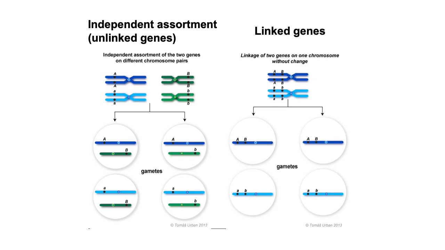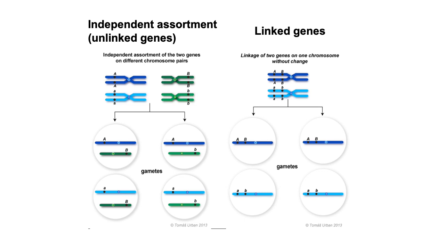So what that means is that A and B are going to go together much more frequently. If the dominant alleles A and B are on one chromosome, they are going to tend to go to the same gamete more frequently than they would if they were on different chromosomes. And the same is true for the recessive alleles A and B. Because they are on the same piece of DNA, they will tend to go to the same gamete more frequently.